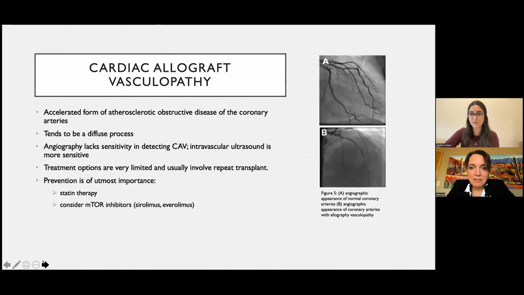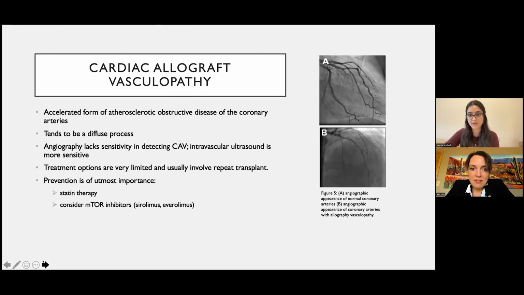And then the next thing that we'll talk about is cardiac allograft vasculopathy, which is basically an accelerated form of obstructive disease of the coronary arteries, which tends to be a diffuse process as opposed to the traditional coronary artery disease where it's more focal. And angiography is usually our go-to to detect vasculopathy, but it does lack sensitivity in these patients, and intravascular ultrasound is what's most sensitive.